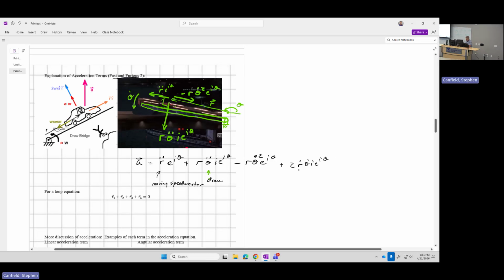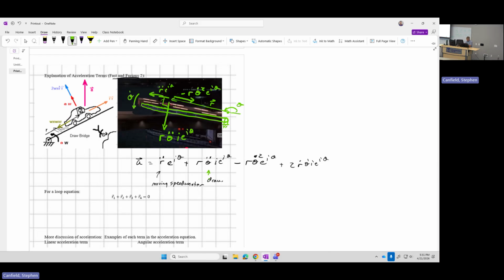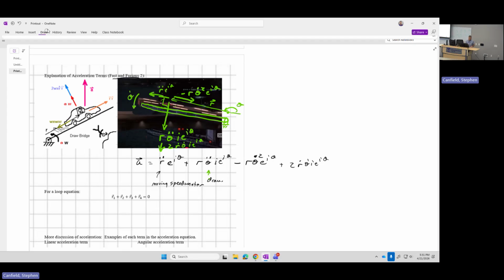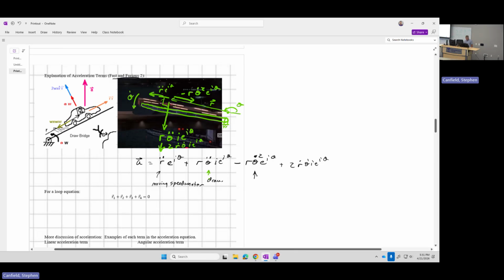And what's its direction? Its direction is also i e to the i theta. So if I jump back up here, the second term coming down here is 2 r dot theta dot i e to the i theta. So it's in the same direction as my theta double dot term. So those two things add up. They're both in the 90-degree direction. And that's a combination of the value from the speedometer and the rate at which the bridge is rotating. Okay. So this is the bridge rotating.